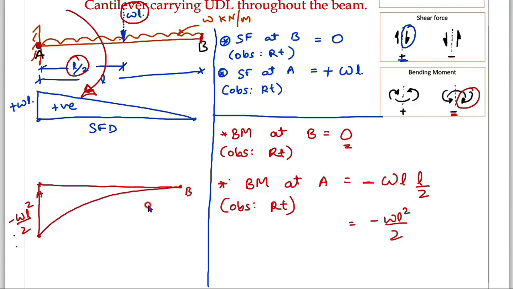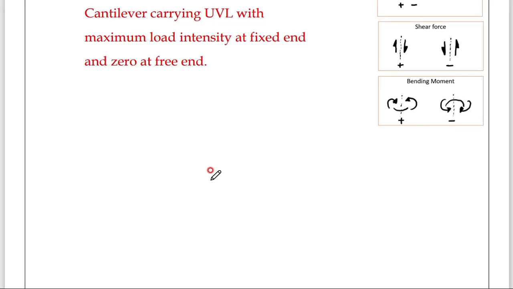This is the parabola. This is a negative bending moment diagram. Over. Right? We'll go to the next problem. The next problem is a cantilever carrying UVL, uniformly varying load, with maximum load intensity at the fixed end and 0 at the free end.